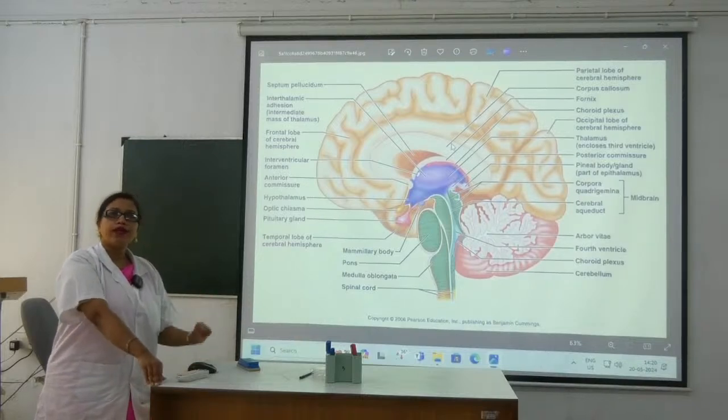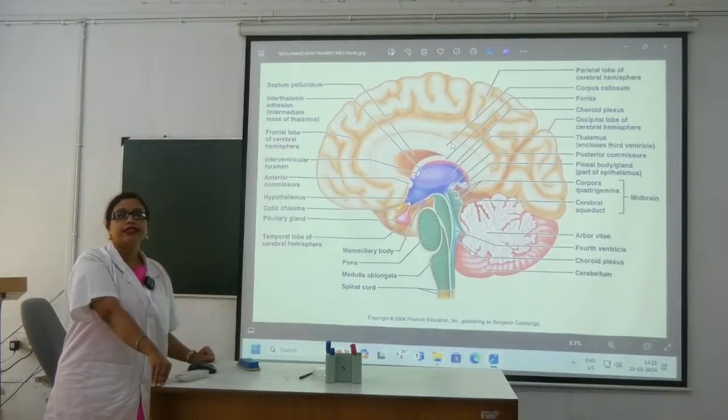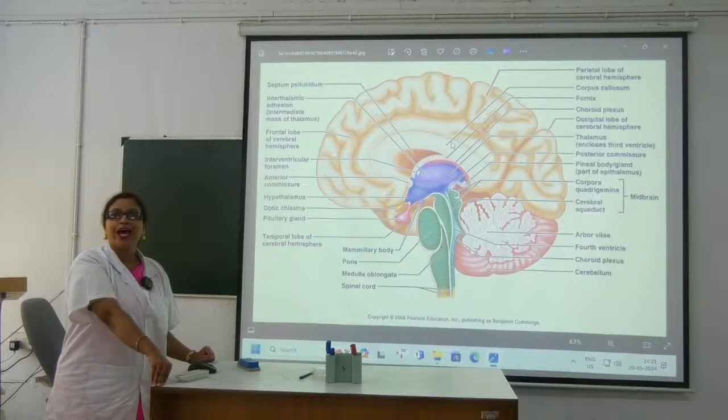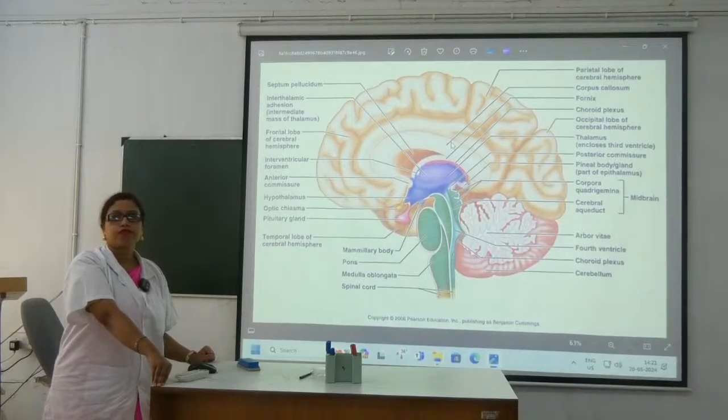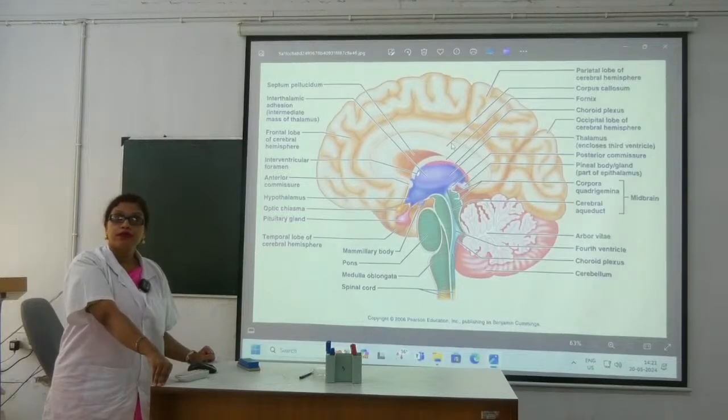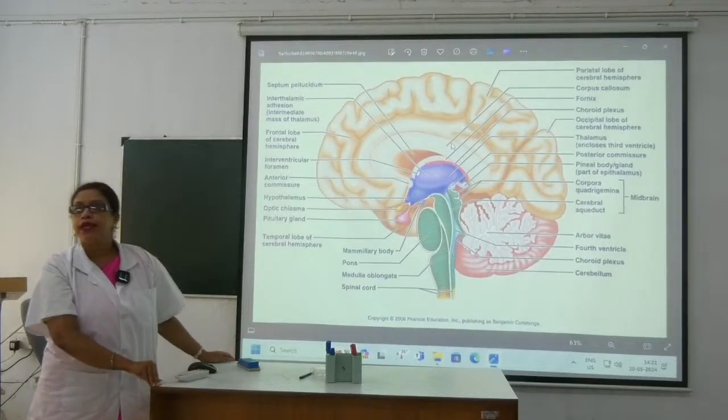There are two important regions in our brain. One is concerned with emotion and another one is concerned with the memory. Right? So memory is concerned with which part of brain? Hippocampus. Memory is concerned with hippocampus.